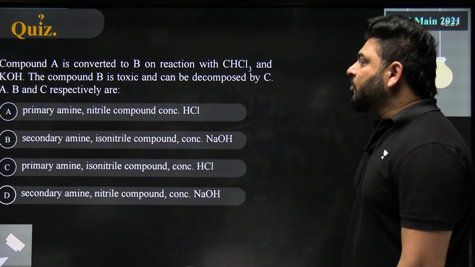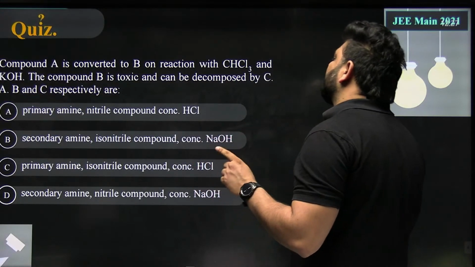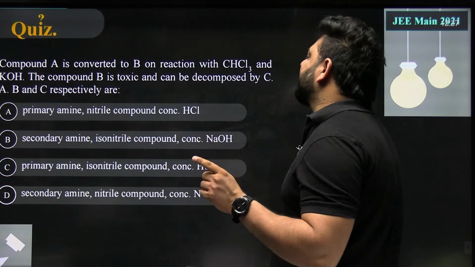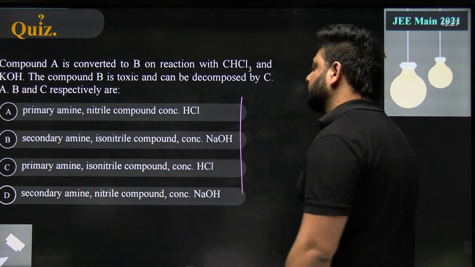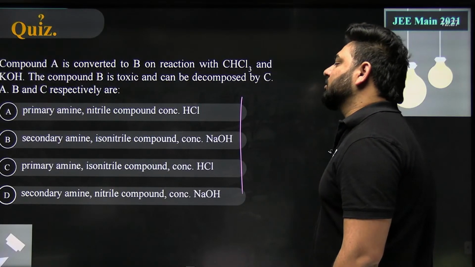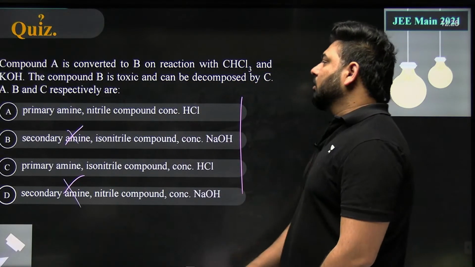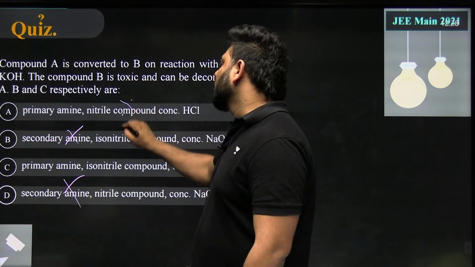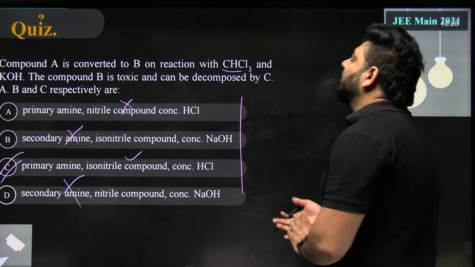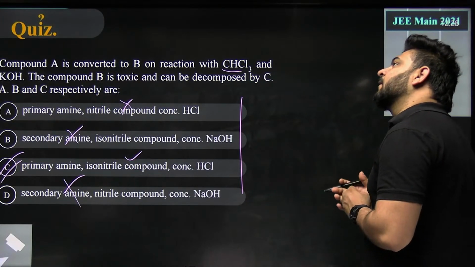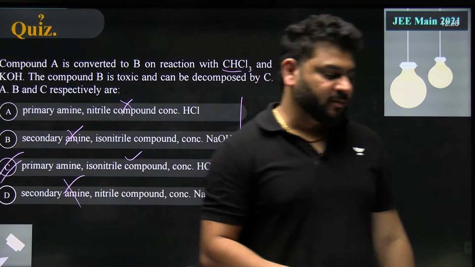Let's have one question over here. A compound A is converted to B by the reaction with CHCl3 and KOH. If compound B is toxic and it can be decomposed by C, what can A, B, C be? So first, primary amines give this reaction, secondary amines do not, so secondary amines will be cancelled out. Only these two are going to give it. The product formed will be a nitrile compound. No, it will be an isonitrile only. So C is the correct answer. And yes, in the presence of concentrated HCl, this NC, the carbylamine, will react and form a compound.